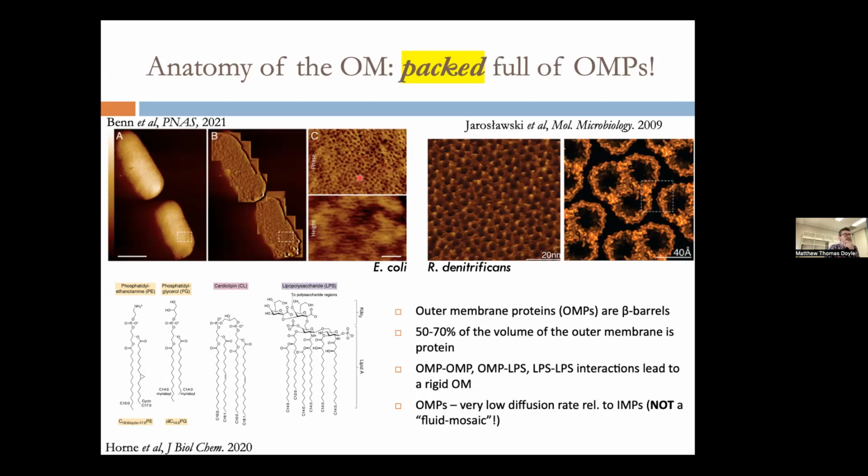And all these circles are actually beta barrel outer membrane proteins, integrated beta barrels. So it's packed. It's really packed. In fact, about 50 to 70% of the volume of the outer membrane is protein. The outer membrane is more protein than it is membrane, right?